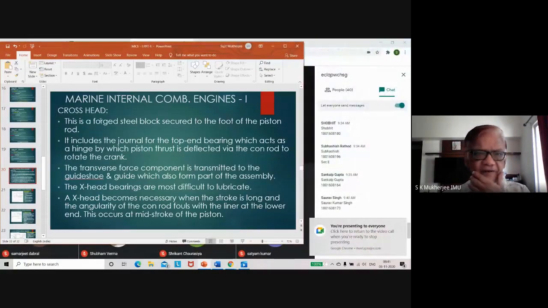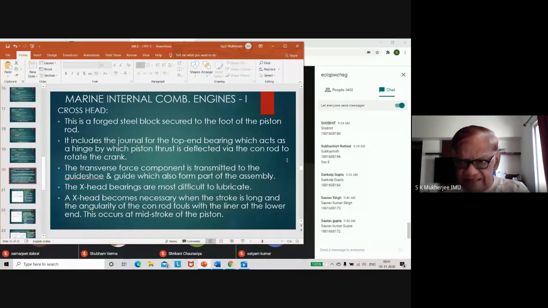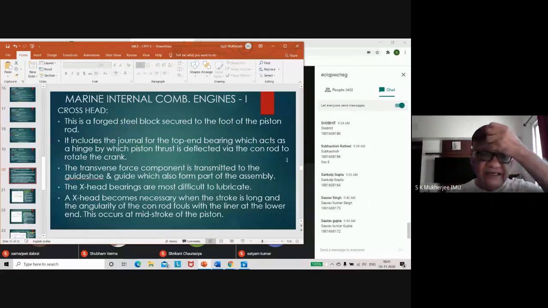Okay. Now here, the crosshead bearing, if you have any questions and are not able to understand, do write it down on the chat column so I will be able to pay attention. In the meantime, pay full attention to the difficulties involved with the crosshead bearing.